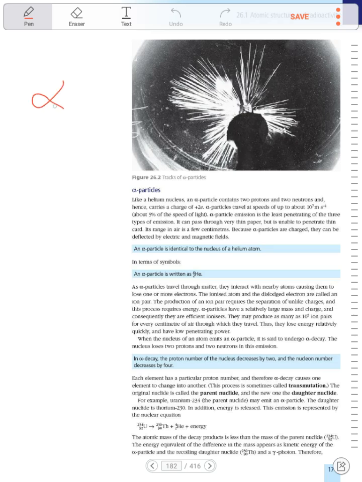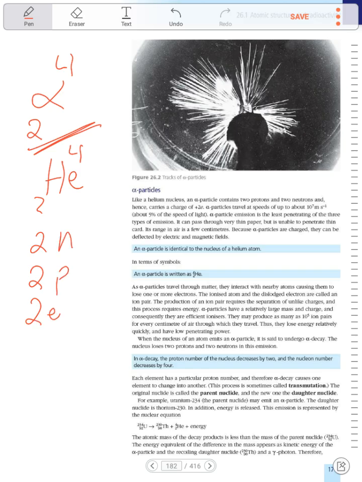Alpha particle, it consists of 2 protons and 2 neutrons. It looks like the helium atom. The difference between helium atom and alpha is that helium contains 2 protons, 2 neutrons and 2 electrons, but alpha contains 2 protons, 2 neutrons, and no electrons.